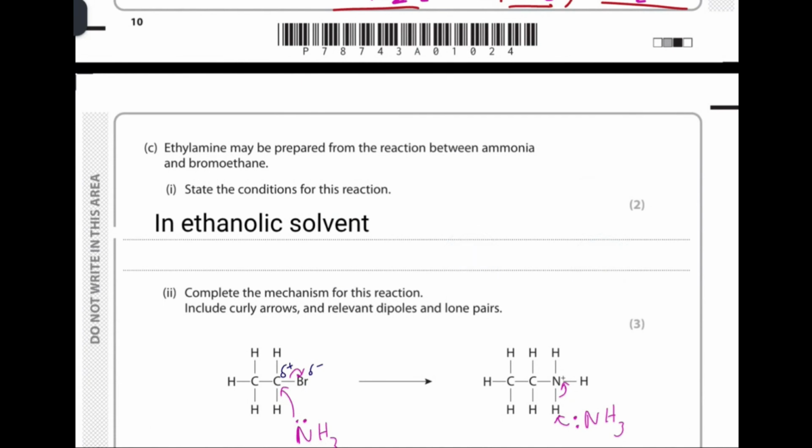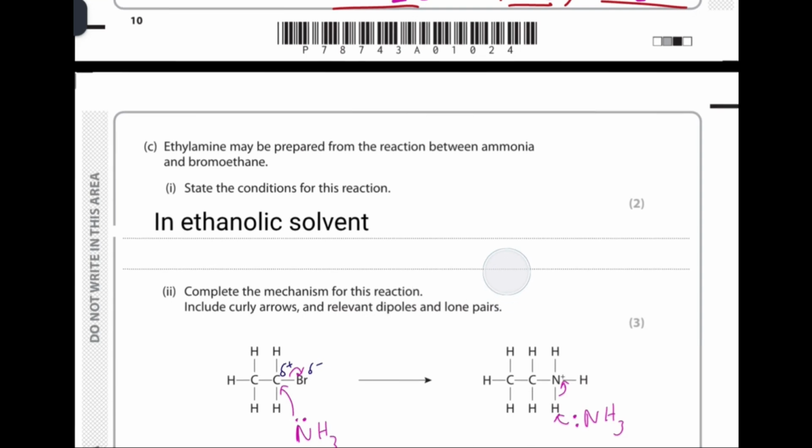Part C, ethylamine may be prepared from the reaction between ammonia and bromoethane. State the conditions for this reaction. Right? So it's in your book. We need an ethanolic solvent for this kind of reaction to take place.